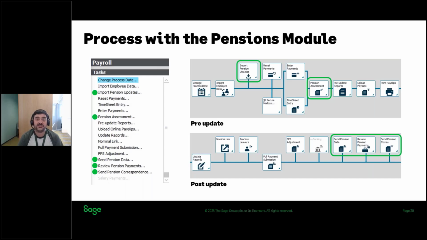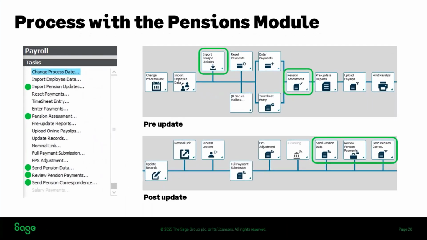Once you've produced your reports and updated records, your post-update tasks involve sending pension data to your provider, reviewing pension payments, so you can run a report that tells you what your pension payments will be, and then dealing with pension correspondence, so any new letters that might need to be sent out. To give you a flavour of how this fits into the payroll process, I'm going to run some of these options for my next pay date. So let's rejoin the demo.